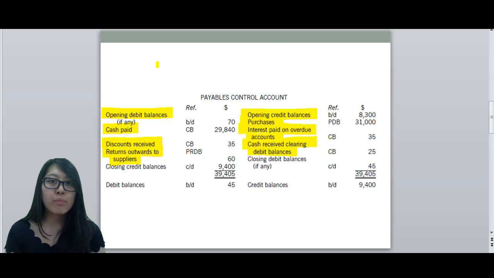This is another name for a purchase return. So if a credit purchase is on the credit side, a purchase return should be on the debit side to show that we no longer owe for these goods and we no longer should pay for them.